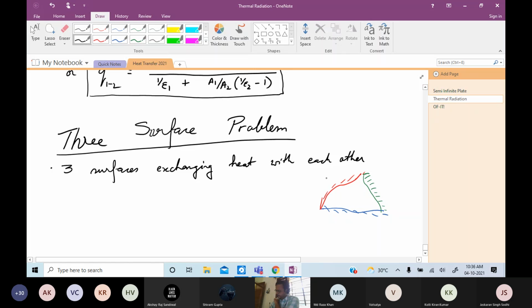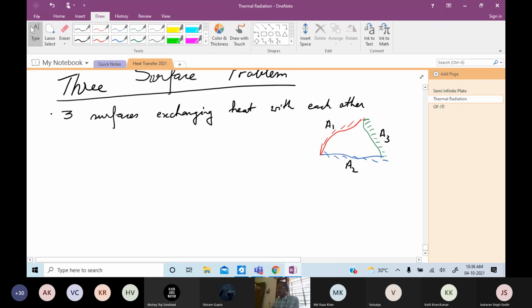Okay. A1, A2, A3. So here, what we can do is, it is no longer something like an electrical resistance, right? So let us write EB1, EB2, and here EB3. Suppose everybody would have their own surface resistances.